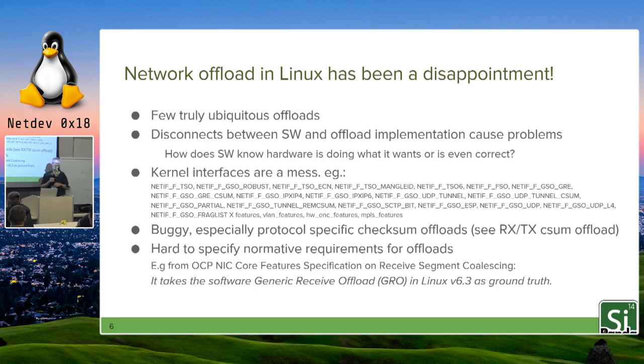The last part, which I think was also discussed this morning, is that it's just really hard to specify requirements for NICs and NIC vendors.